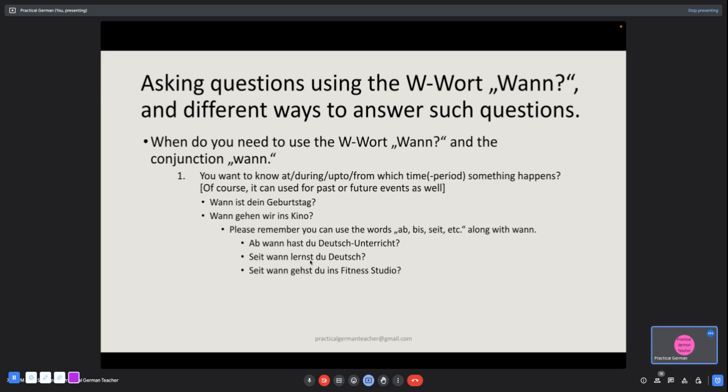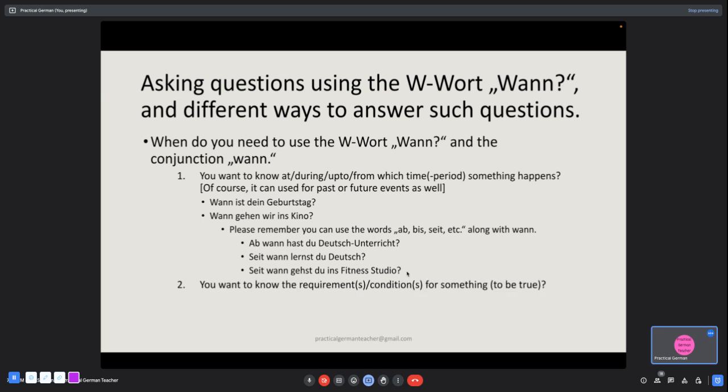Yes, seit wann. What does this mean? Since when have you been learning German? Since when have you been, or since when are you learning German, or since when do you learn German? In German we don't have all these things, but that is what I'm trying to say. Seit wann gehst du ins Fitnessstudio? Fitnessstudio is of course gym. So since when are you going to, have you been going to, do you go to gym?